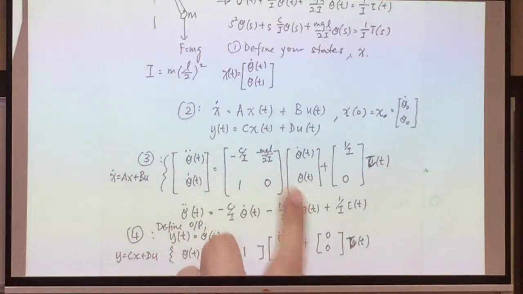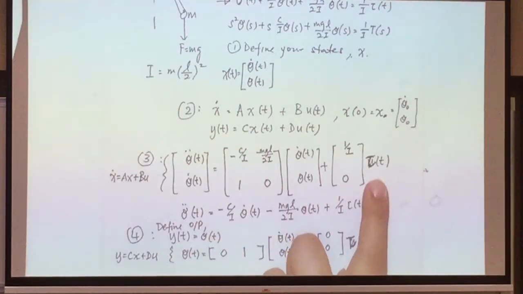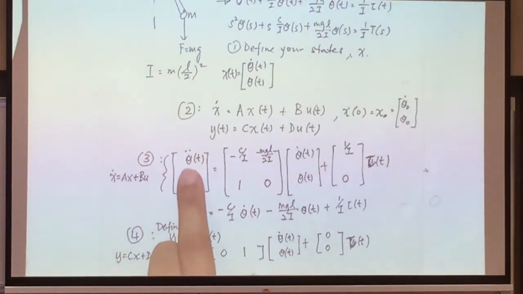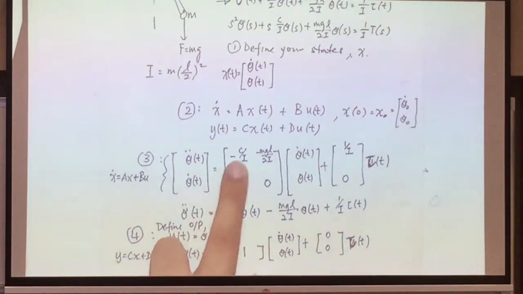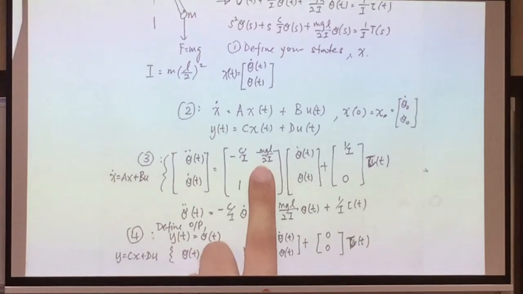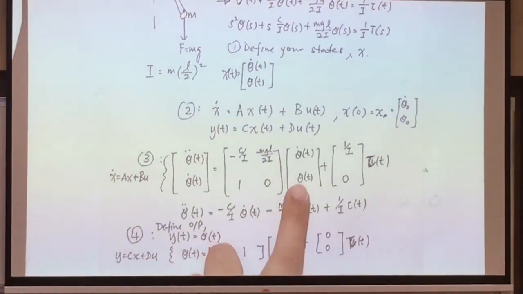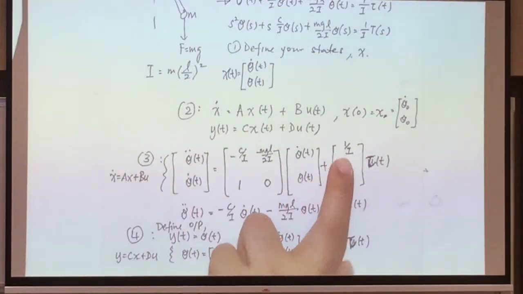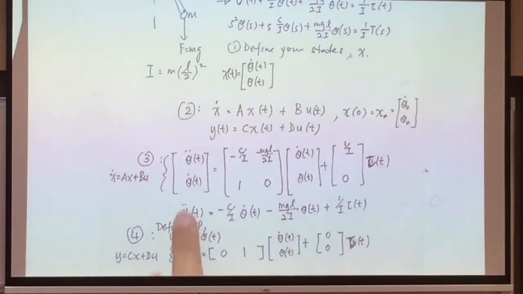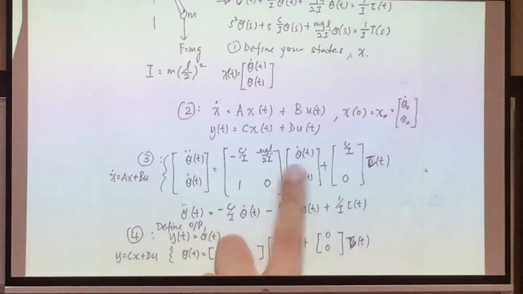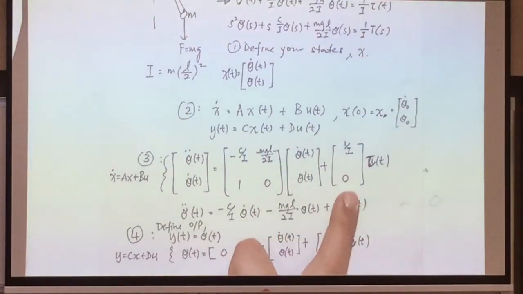x dot equals A x plus B u, where x is [theta dot, theta] and u is tau. All you need to do is find out what theta double dot is. Theta double dot is minus c over I times theta dot, minus mgl over 2I times theta, plus 1 over inertia I times tau. What is theta dot? Theta dot is just 1 times theta dot plus 0 plus 0.